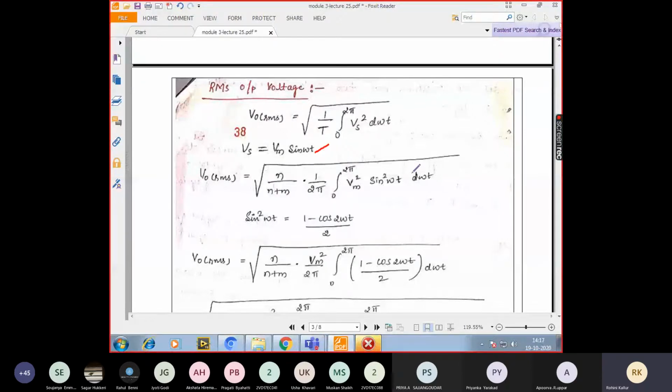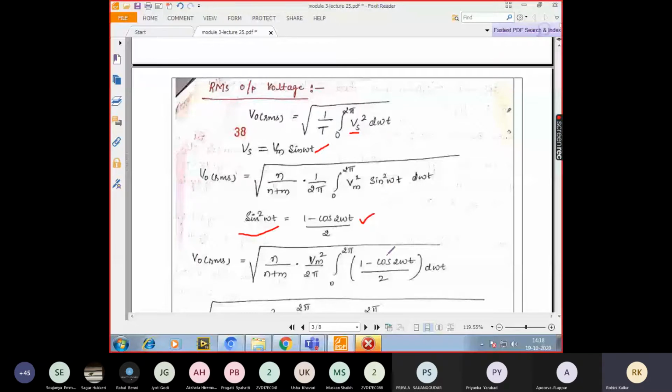So next, we have n divided by n plus m into square root of 1 over 2 pi integration from 0 to 2 pi of Vm square sin square omega t. Vm square sin square omega t is there because we have the RMS voltage calculation, so we have Vs square. Vs is Vm sin omega t, and its square will be Vm square sin square omega t. We know that sin square omega t equals 1 minus cos 2 omega t divided by 2. Now just replace sin square omega t with this equation.